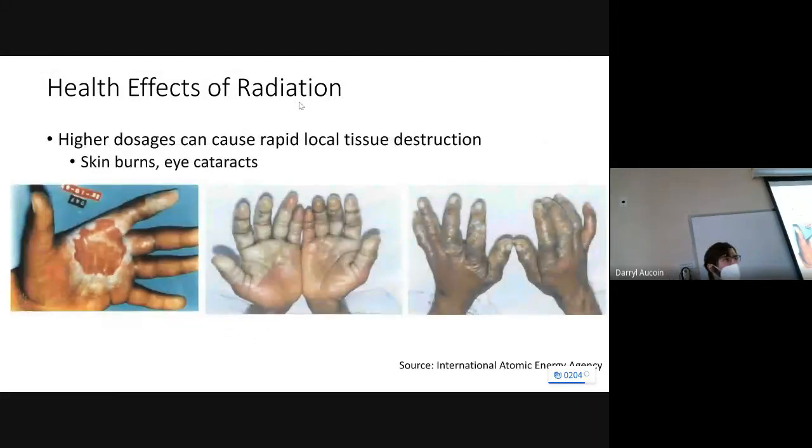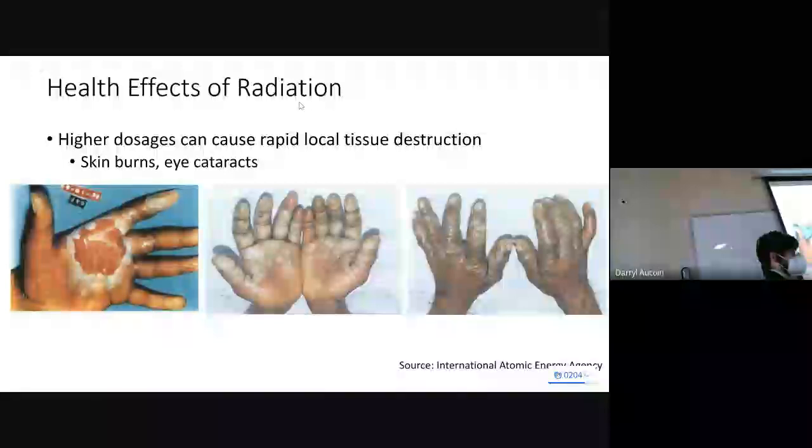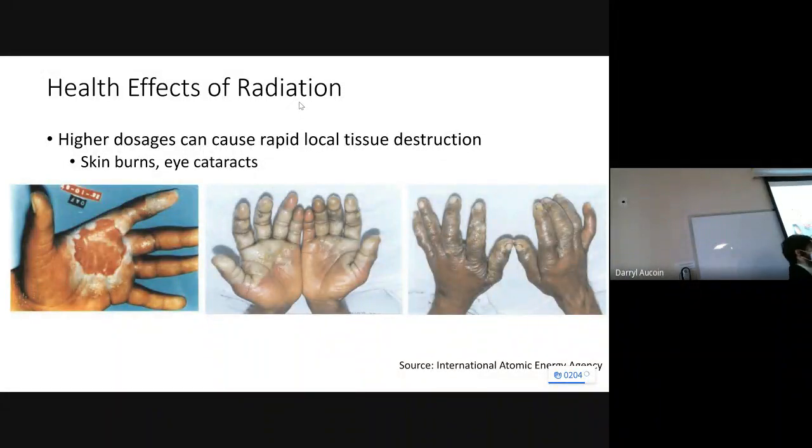But for radiation, it does look like a burn in some cases. So if you get exposed to radiation, depending on how big or how small it was, this was a person who was working on an X-ray machine. X-ray machines normally have a safety feature to keep the X-rays from coming out. But in this case, the safety feature was broken and they had their hand where the shutter was.